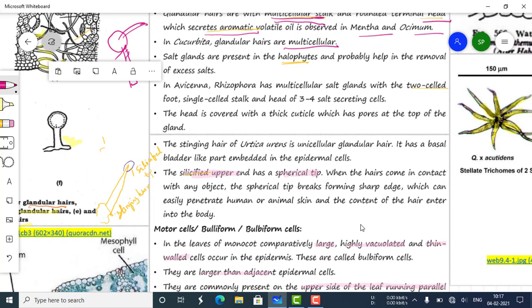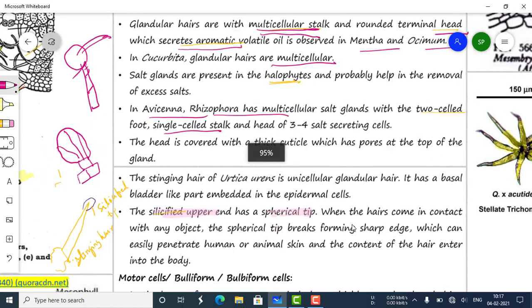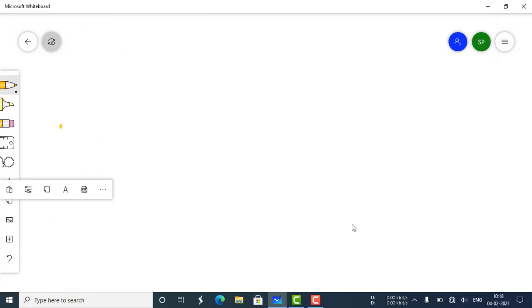Okay, in certain halophytes like Avicennia and Rhizophora, salt glands are present. If you see here, a single cell stalk and a two-celled foot are present. The head region is formed by 3 to 4 cells. Such a gland is present in Avicennia or Rhizophora type of plants. 3 to 4 salt secreting cells are present. This one is a stalk region and this one is a foot region. The head is covered with thick cuticle. This is the region where thick cuticle is present, but it also shows minute pores on the cuticular region.